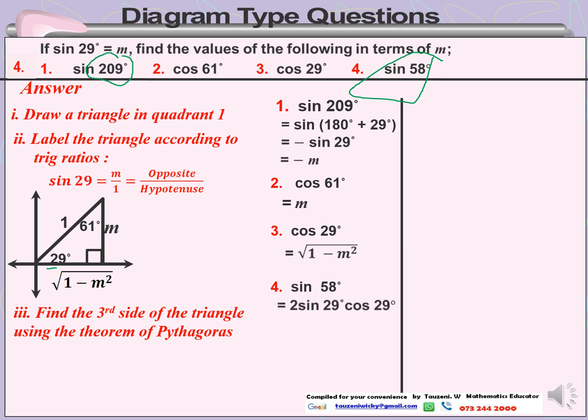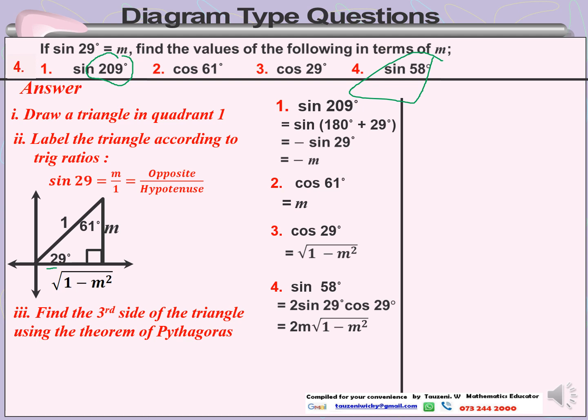If I did not write it down, you can write it. Sine 58 is equal to sine 2 times 29. Then sine 2 times 29 is 2 times sine 29 times cos 29. Then we can substitute with numbers that come from the triangle and finalize our answer.